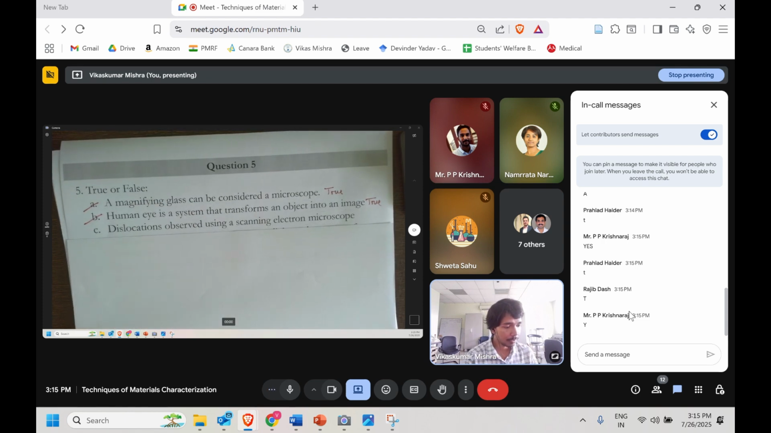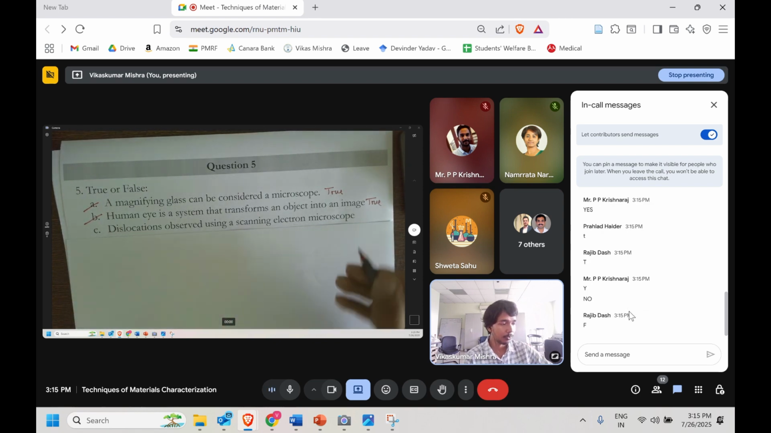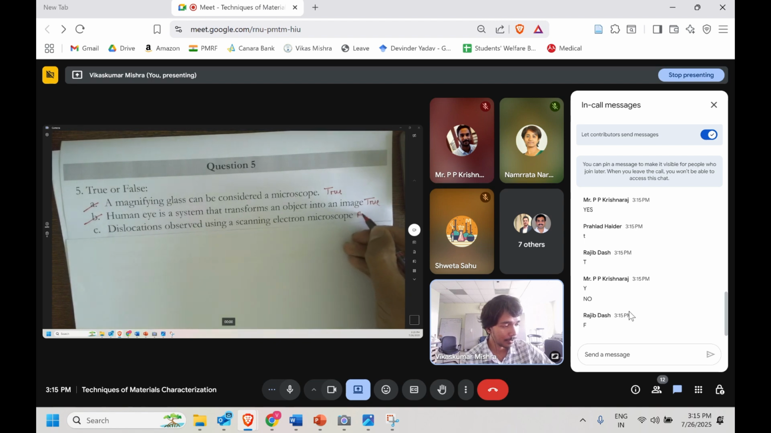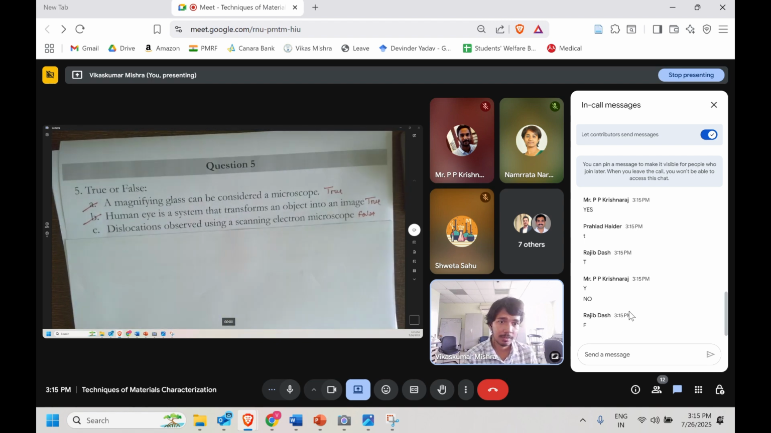Option C, the third one. The dislocation observed using SEM, scanning electron microscope. No, right? It's false. Yeah, very good, Krishnaraj. Rajiv, yes, it's perfect. So we solved the third one also.